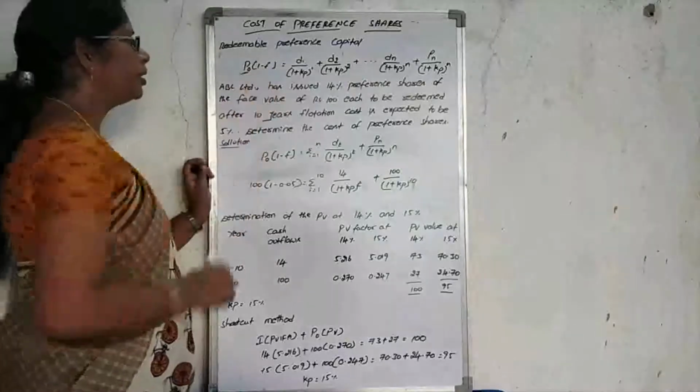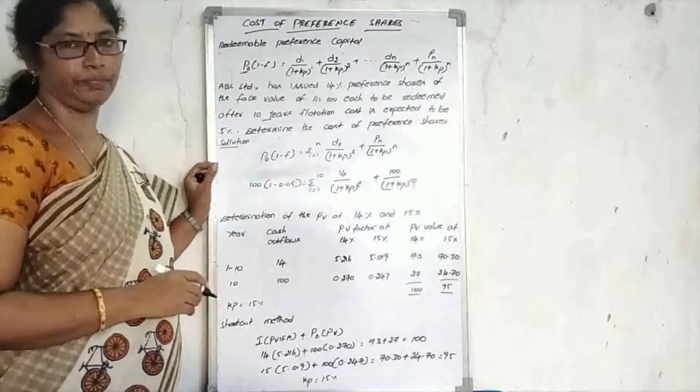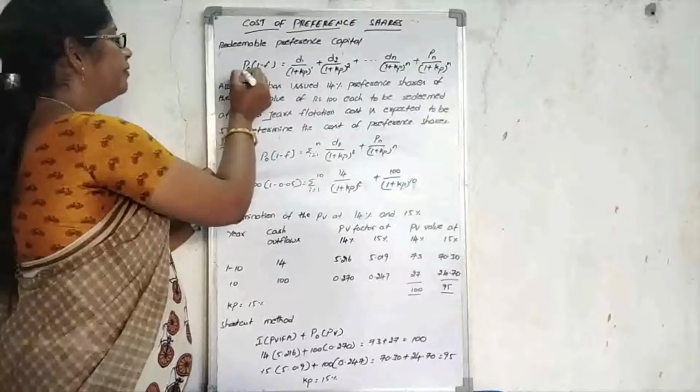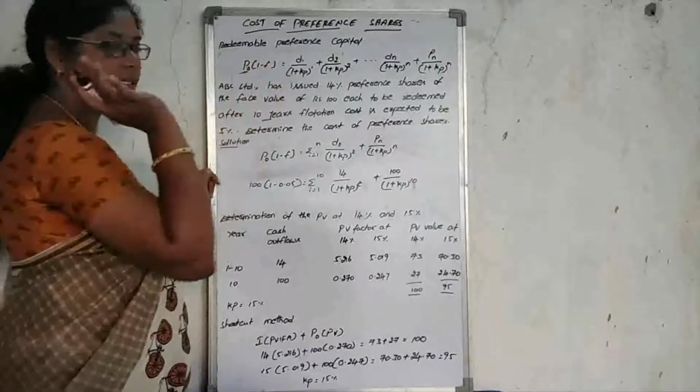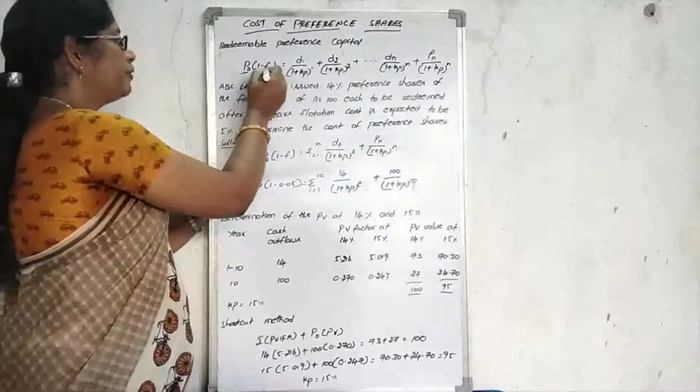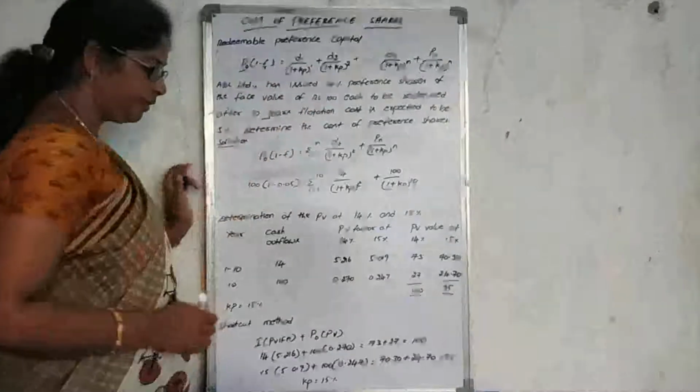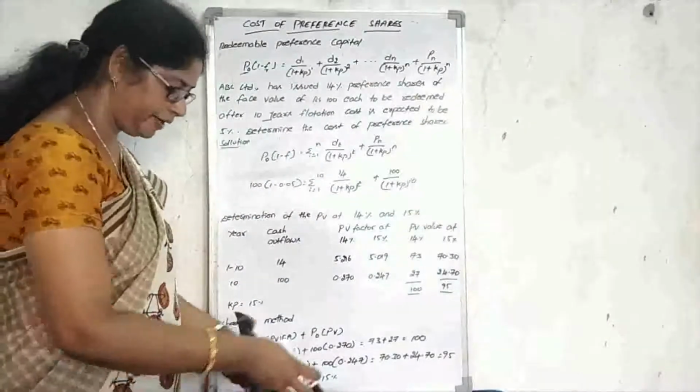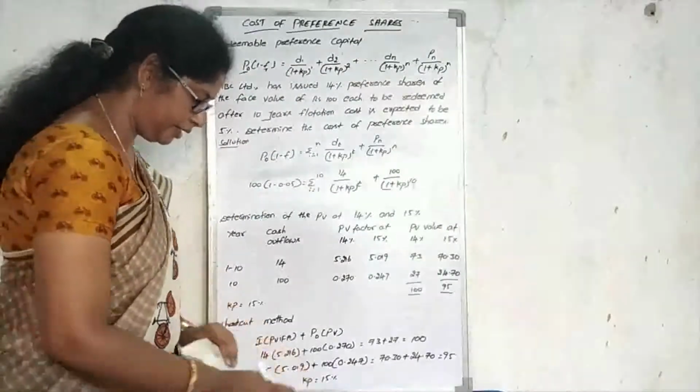P0 is the sale proceeding value. Sale proceeding value into 1 minus F. F is the flotation cost. D1 is the dividend value. So what is the dividend?